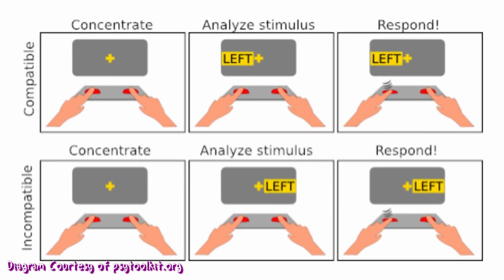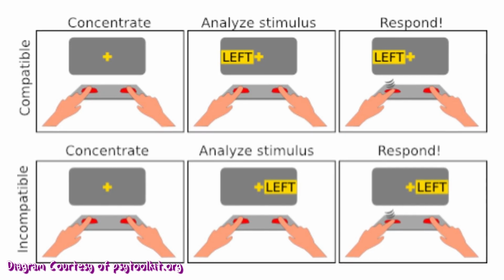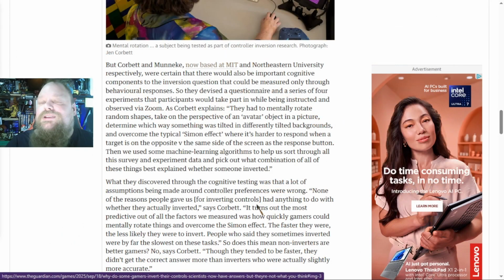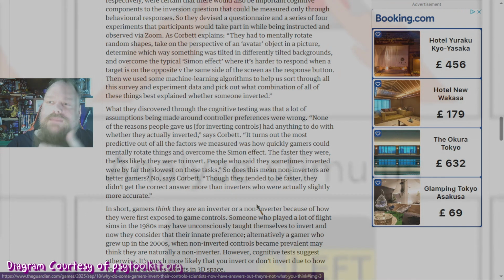Then we used some machine learning algorithms to help us sort through all this survey and experiment data, he writes, and pick out what combination of all these things best explained whether someone inverted their controls. What they discovered through the cognitive testing was that a lot of assumptions were being made around controller preferences, and they were wrong. None of the reasons people gave us for inverting controls had anything to do with whether they actually inverted, says Corbett. It turns out most predictive of all the factors we measured was how quickly gamers could mentally rotate things and overcome the Simon effect.